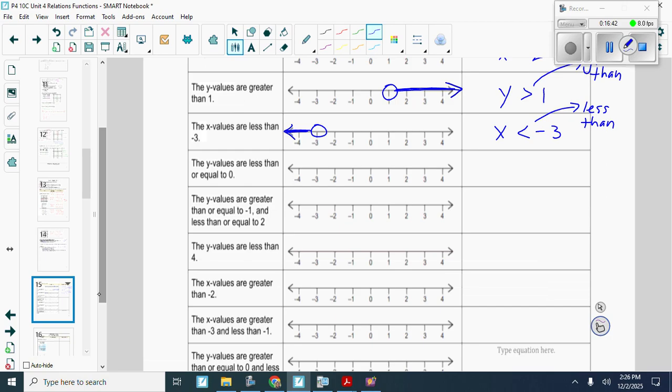Y values are less than or equal to. When it has the "or equal to," that means it's included. The answer here is 0. So we're going to do a closed dot on the 0, and we want less than or equal to. So we want y values that are less than or equal to 0.